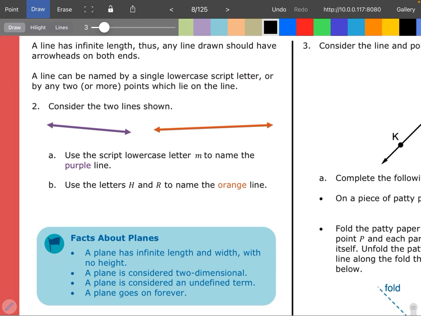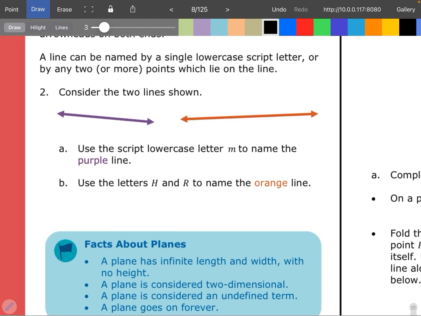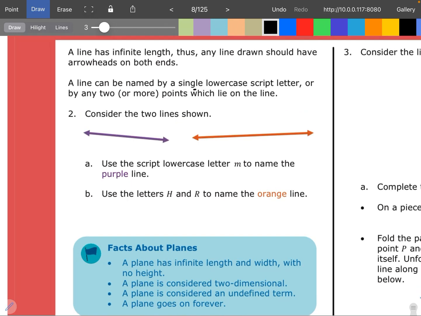So a line has infinite length, so any line that we draw needs to have arrowheads on both ends. So we have this purple line and this orange line. Lines can be named by lowercase script letters, or 2 or more points which lie on the line. It says let's use the script lowercase m to name the purple line. So if I were to do that, just put a little m there. Then use the letters H and R to name the orange line. So I would need to put points H and R anywhere on that line.